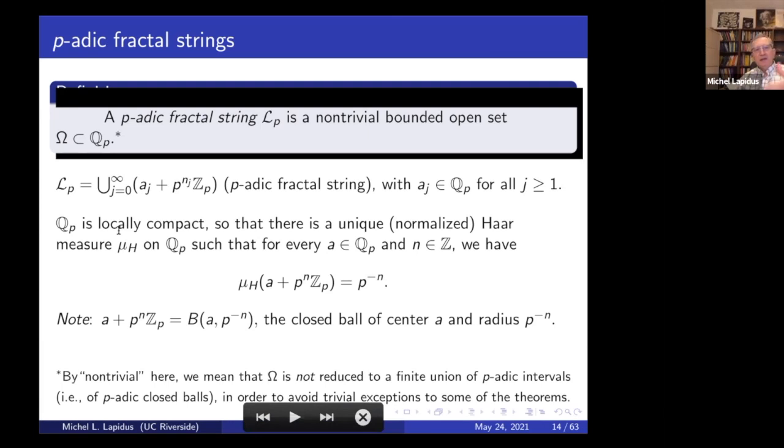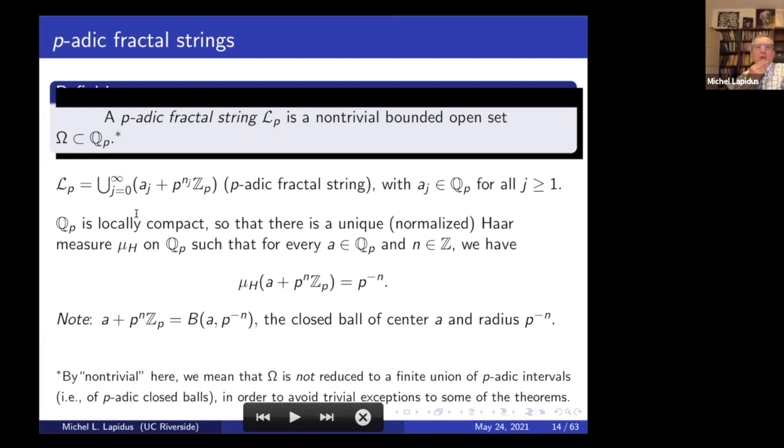And we'll see that because of this somewhat arbitrary choice of a_j, for a given p-adic string there may be many ways of writing it, but the theory will not depend on that. That is, the complex dimensions in particular will not depend on this choice. And the geometric zeta function, prior to that, will not depend on this choice.